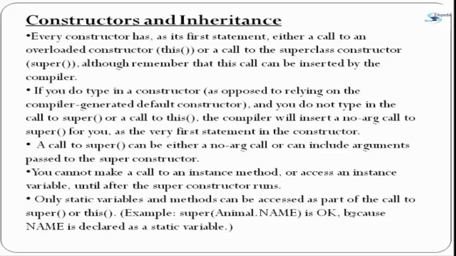Only static variables and methods can be accessed as a part of a call to super or this. Example, we are having super, and inside it you are sending Animal.name. So name over here is a static variable, or a static data member, of the Animal class. If you are sending Animal.name as a parameter, it is okay, because name is declared as a static variable. So if we are going to send a method or a variable of a class, then it has to be static if you are sending it as a call to super or this. Fine.